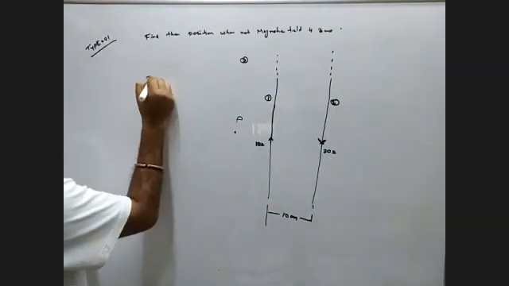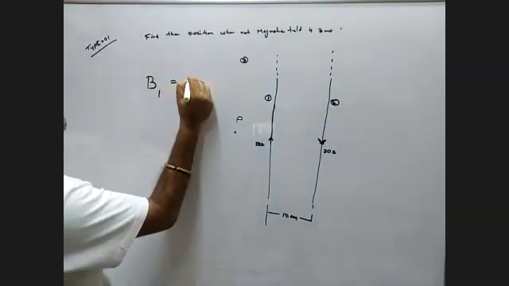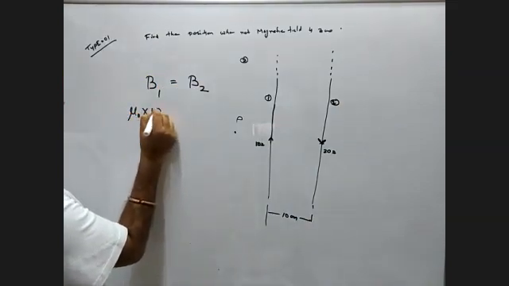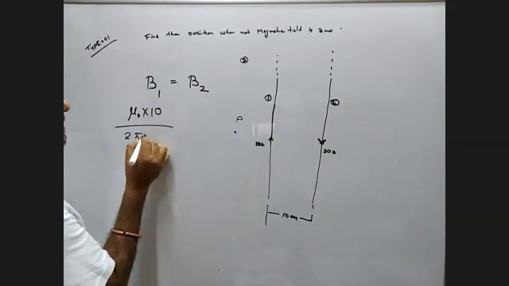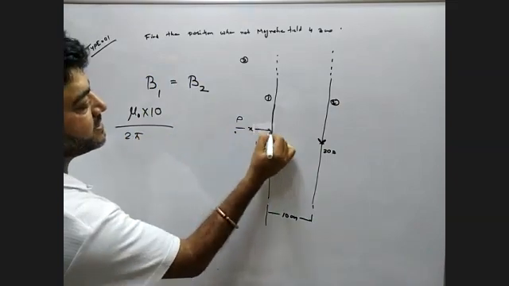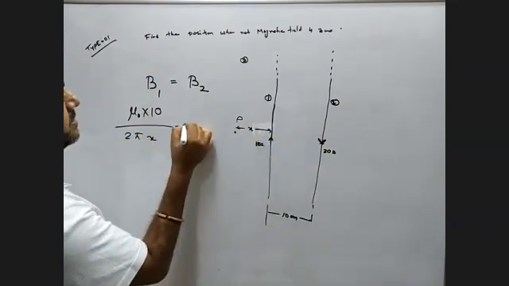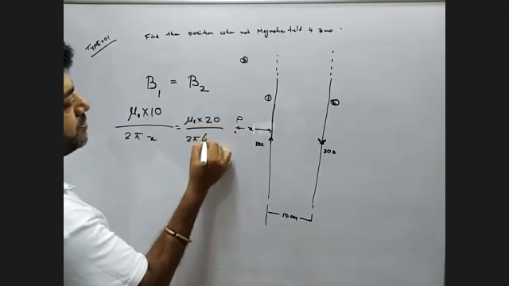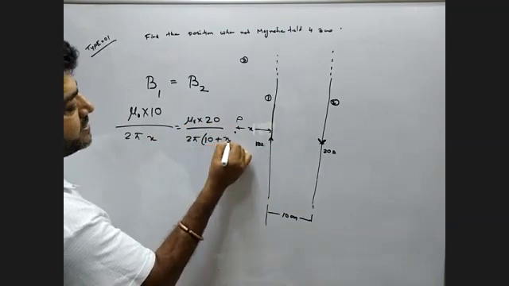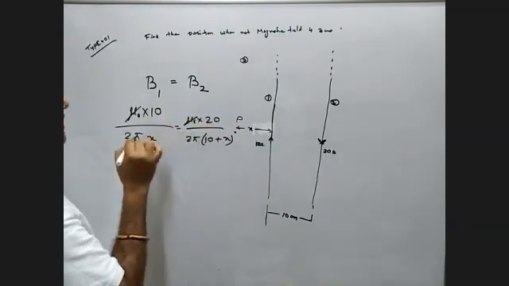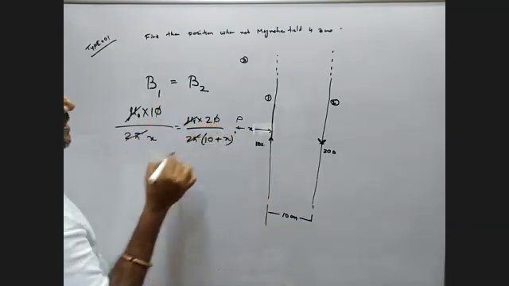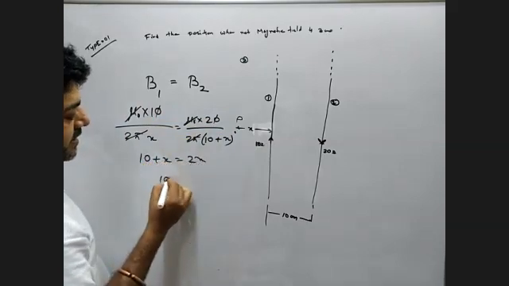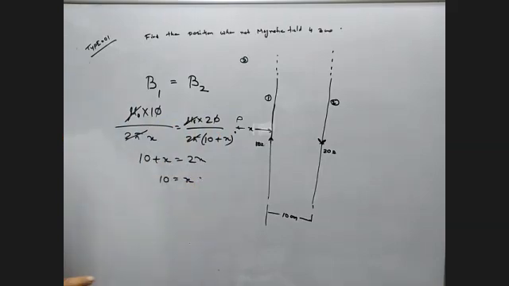We can say magnetic field due to 1 equals magnetic field due to 2: mu naught into 10 by 2 pi x, let the distance be x, equals mu naught into 20 by 2 pi into 10 plus x. Mu naught cancels, 2 pi cancels, 0 cancels. 10 plus x is 2x, 10 equals x. Done.